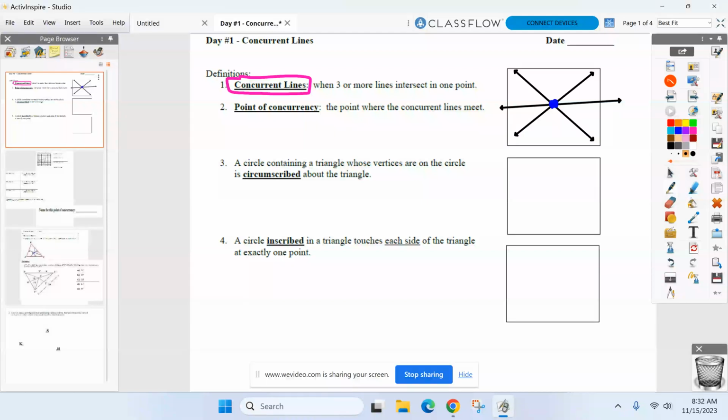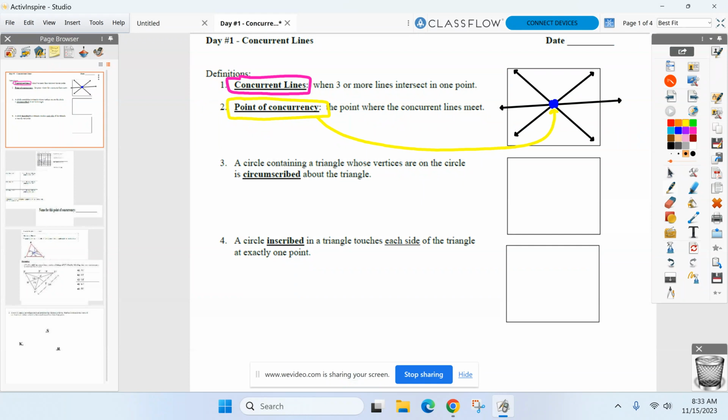Again, grab a colored pencil, whatever you've got. Second vocabulary term, and we're only 2 minutes into class. The point where they intersect, we're going to start referring to now as the point of concurrency. Pretty clever, huh? Concurrent lines have a point of concurrency. So are we all good so far with our new vocab? Concurrent lines: 3 or more lines that intersect at the same point, and that point's called the point of concurrency.